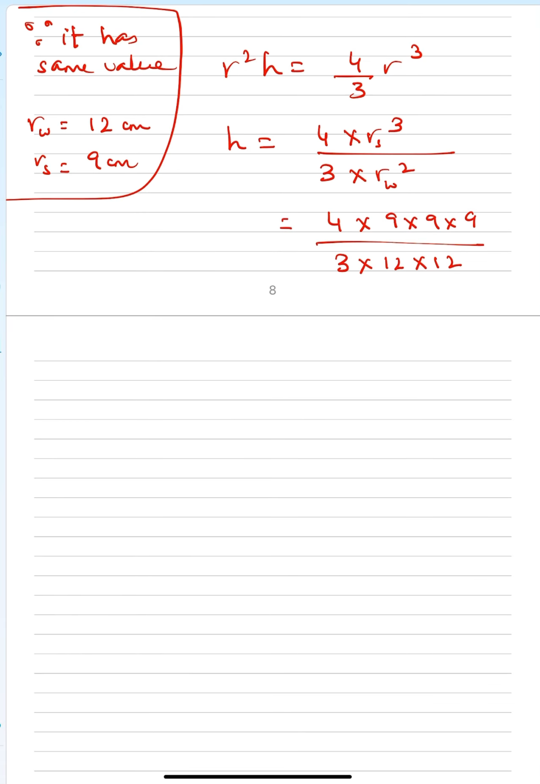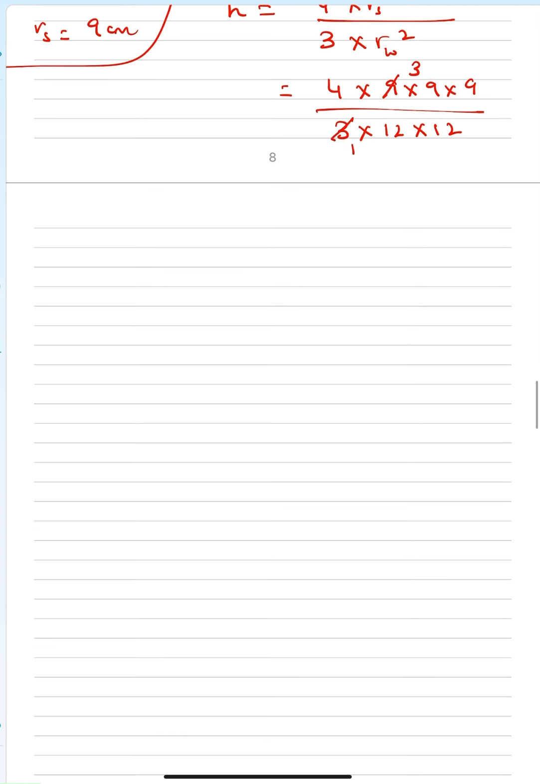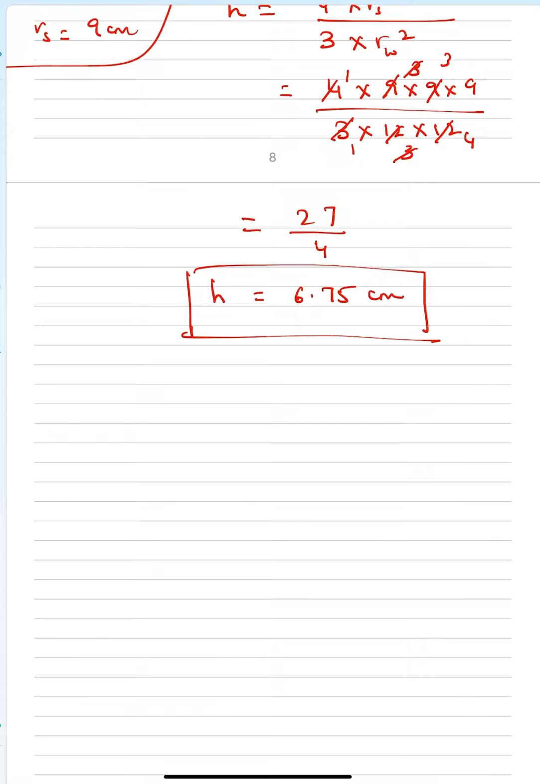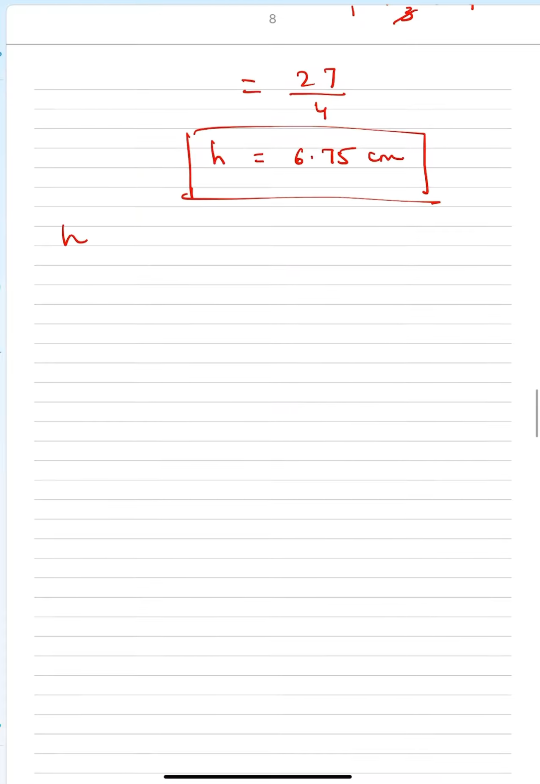Now here 3 ones are 3, threes are 3, okay, and then we can say 4 ones are 4, threes are 3. This 3 and this 3 gone, again this is 3s are and this is 4s are. Now we cannot cut it further, so 9 threes are 27 divided by 4, which is equal to 6.75 centimeters. So the raised height, or we can say the raised level of water, h, is equal to 6.75 centimeters.